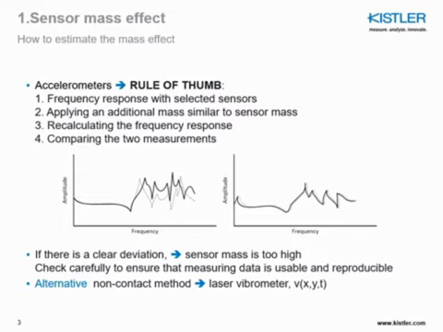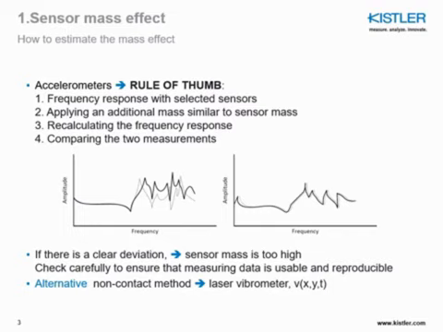Then, what you're going to do is apply an additional mass similar to the sensor mass. It could be a second sensor or a small piece that can be pretty much comparable. Then you would re-excite your system and redo a frequency response test and compare the two measurements. If there is a clear deviation, your sensor mass is too high. Then you should check carefully to ensure that the measuring data is usable and reproducible.